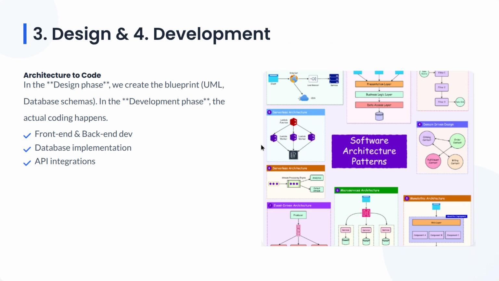Design and development. Now we move to the technical heavy lifting. In design, architects create the blueprints, deciding how data flows and what the UI looks like. Then in development, the code actually gets written. As a project manager, this is where you are managing daily stand-ups and ensuring the devs have everything they need to stay focused.